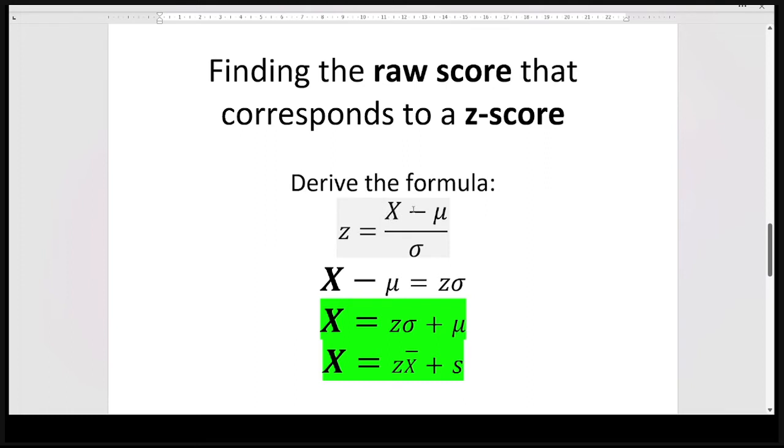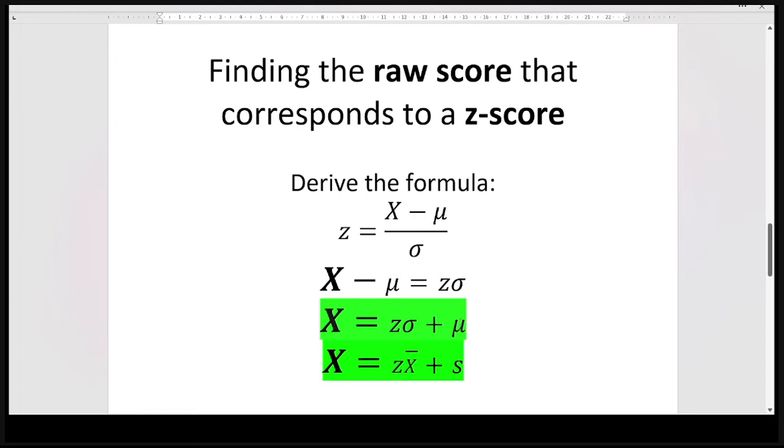Cross multiply: x minus the population mean is equal to z times the population standard deviation, the z-score multiplied by the population standard deviation. To express this in terms of the raw score, we simply move the population mean to the right side of the equation, and this is negative, so it becomes positive. Thus, the raw score is equal to the product of the given z-score and the population standard deviation, plus the population mean.